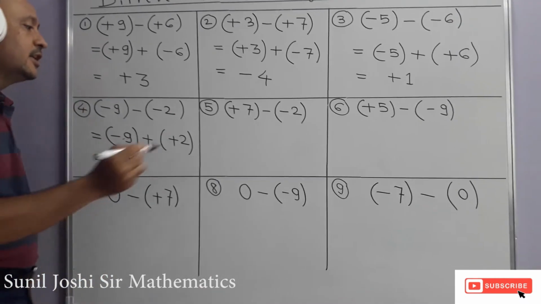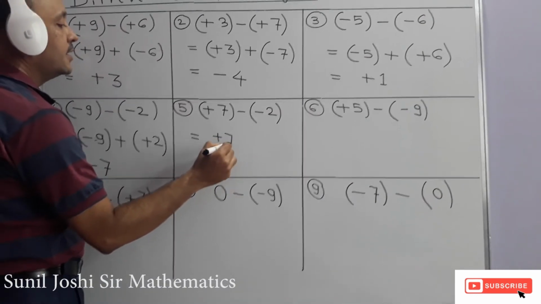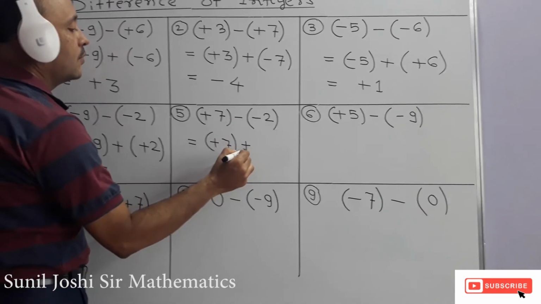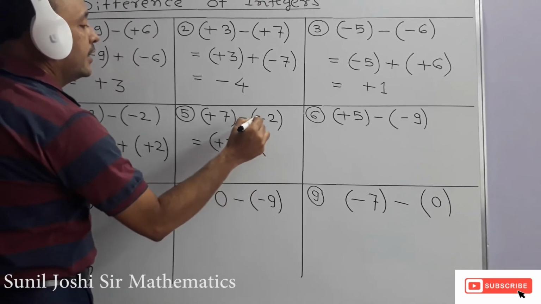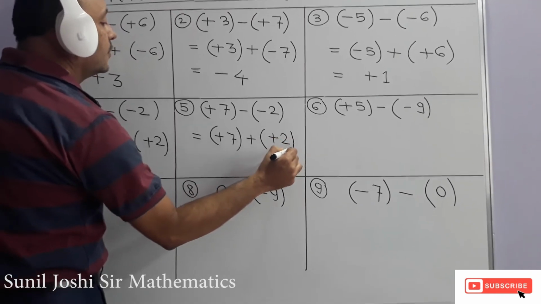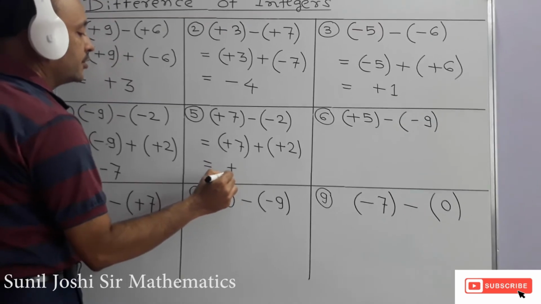Let us go to the next example. Positive 7, the first number as it is. Then subtraction is converted to addition. Then negative 2 means we write the opposite number, positive 2. Similar signs do addition. So answer is positive 9.